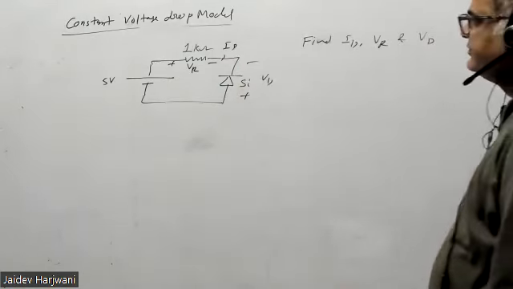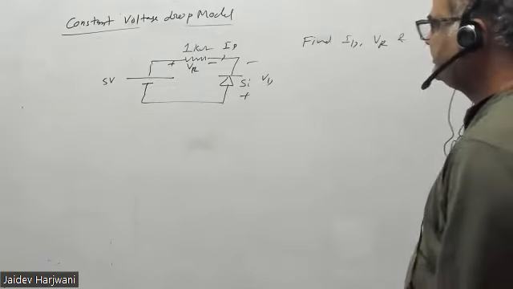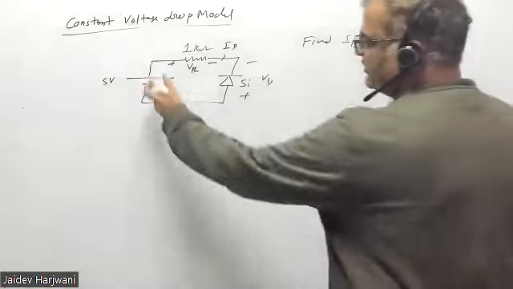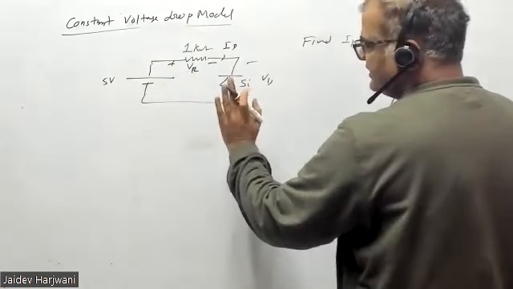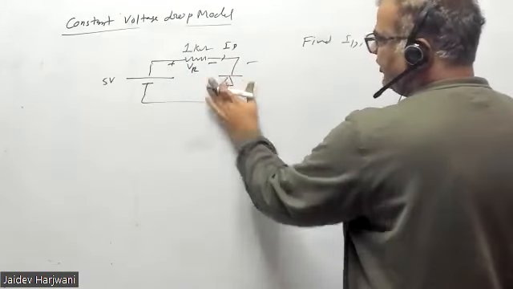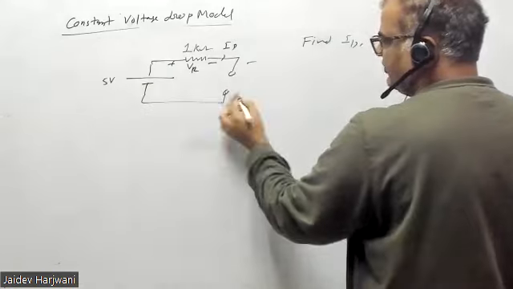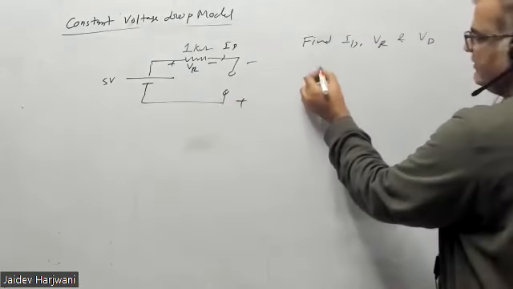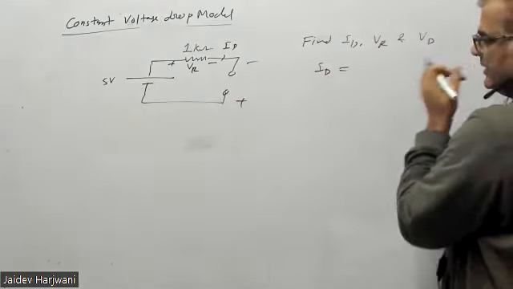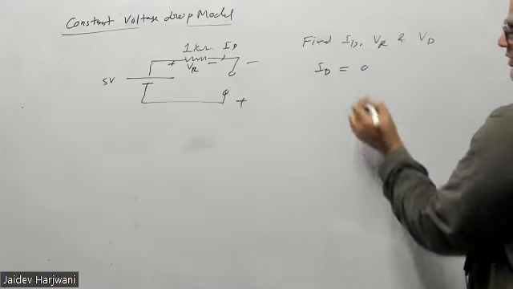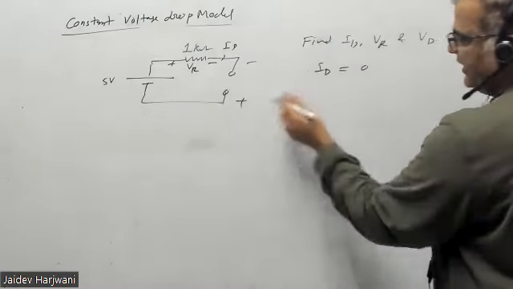Take it properly. Now this is reverse bias. If you make it open, it is reverse bias. So there is no current flowing, so it's open. So ID will become how much? ID will become 0. ID is 0.